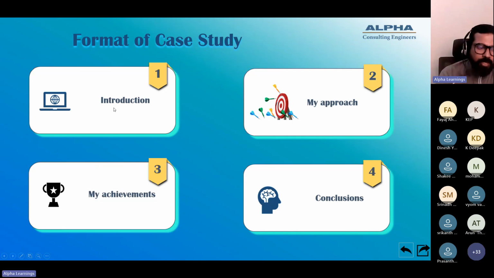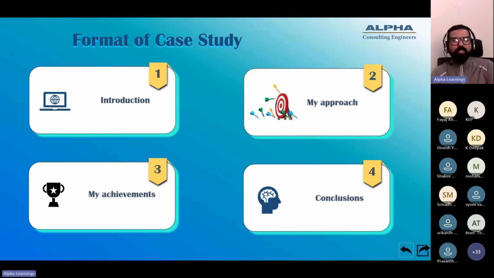Okay. Now, what to write in the introduction part? In the introduction, you will write about the project brief, the description of the project that the case study relates to. You will write about the name of the project, different stakeholders, what type of project it was, and then the procurement route followed, the contract type, contract sum, and duration of the project.